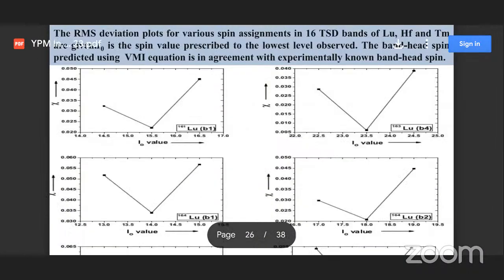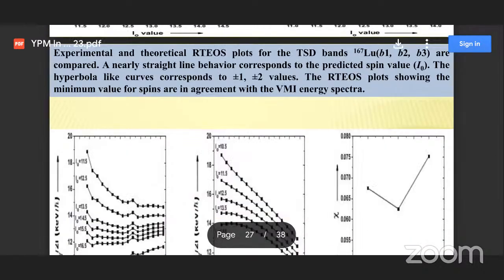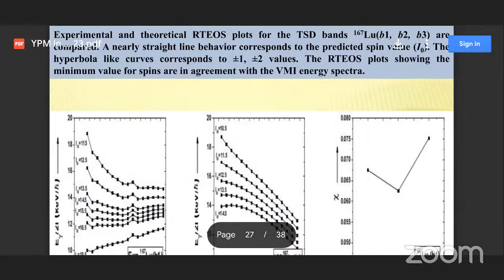So these are the graphs for these particular bands, and in this graph, the lower part is showing the value of the band head. For example, 161 lutetium band 1 has the band head spin starting from 15.5. Once we know the band head spin for any band which is not given experimentally, then we can have a complete level structure in terms of the spins as well as the energies. So this is the remarkable study which we have done in the triaxial superdeformed band.